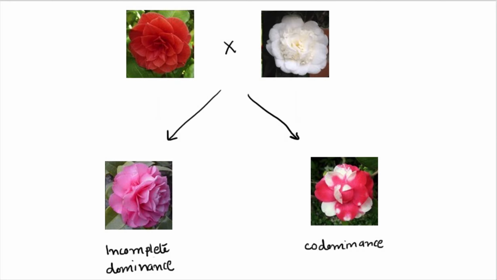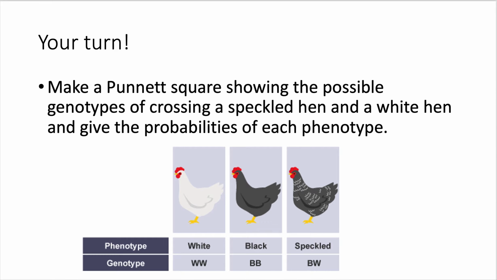So another example where this happens is in hens. So let's practice. It says, make a Punnett square showing the possible genotypes of crossing a speckled hen and a white hen and give the probabilities of each phenotype. So here we have, in hens, a codominant pattern. You can have a white hen, you can have a black hen, I should say chicken, white chicken, black chicken, or a speckled chicken, okay? White we're going to call big W, black, big B, and speckled is our heterozygote, so one B, one W.